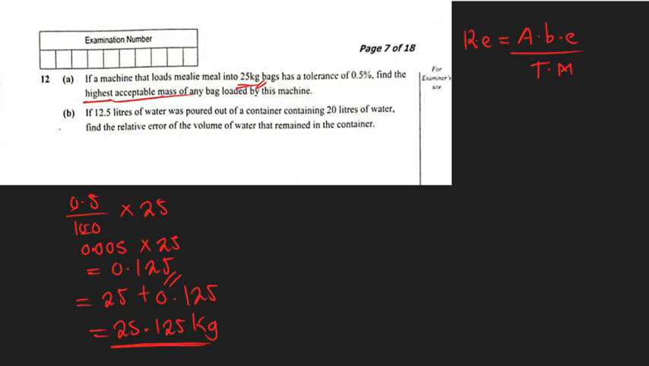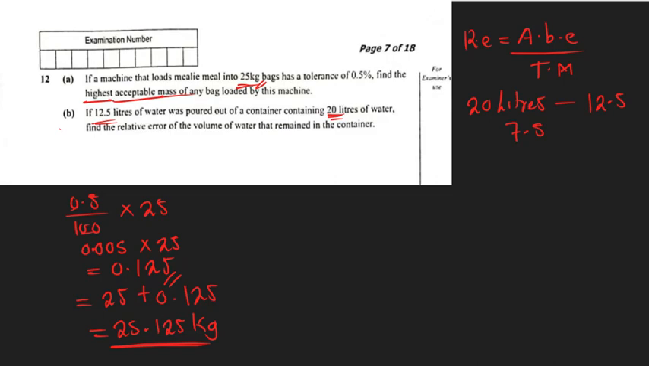If 12.5 liters of water was poured out of a container containing 20 liters of water, find the relative error of the volume of water that remained in the container. So you're going to get this entire total of volume, which was 20 liters. You are going to subtract 12.5 from it. So when you subtract, you're going to get your 7.5.